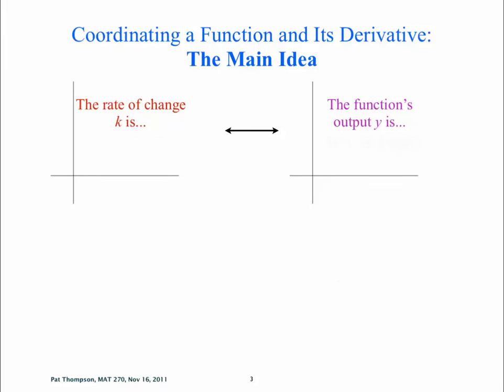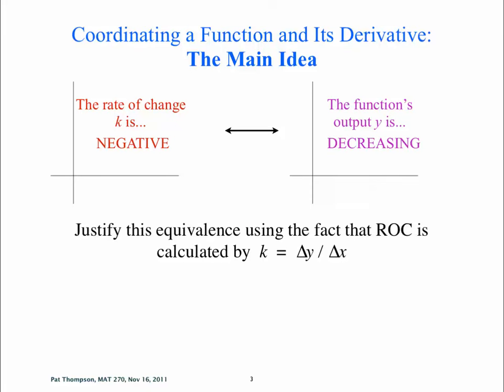Okay, and then what about if the function's output y is decreasing? The rate of change is negative. And how would we prove it? Tell the person next to you. Given that the output is decreasing, why is k negative?